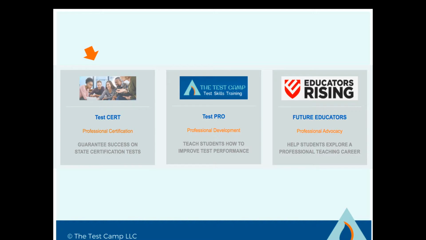So Test Cert, as it might sound, is the professional certification area. We'll be discussing this area in just a few minutes. Test Pro is the professional development area, and this is the most popular area here at the test camp, and we'll discuss why that's true in just a couple of moments. And then there's Future Educators, which we're going to take a little bit of time to talk about now so we can get to the main two. Future Educators is the professional advocacy area. So for those of you advocating becoming a professional teacher, this is for you.